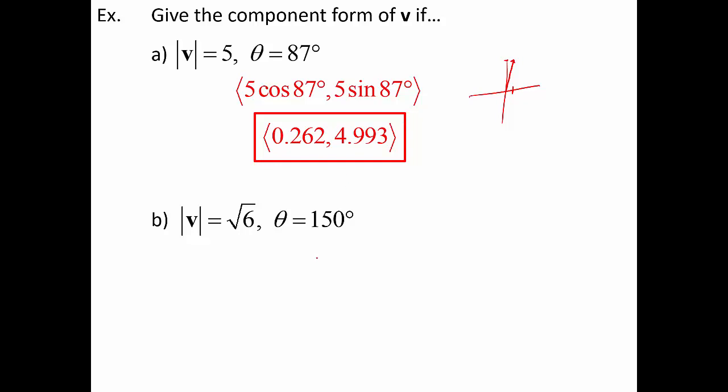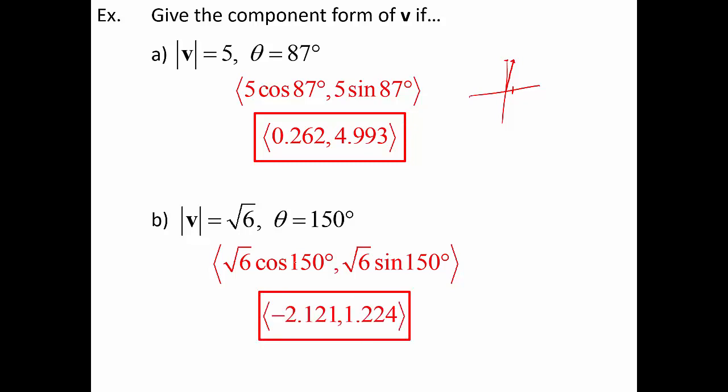I'll give you a moment, pause here, play when you're ready, try the next one. All right, so quick and easy, just plug it into the formula. Magnitude cosine of the angle for the A component, magnitude sine of the angle for the B component, and you can just type that in the calculator and I get negative 2.121, comma 1.244. Notice, again, 150 is in the second quadrant, and this vector is in the second quadrant.